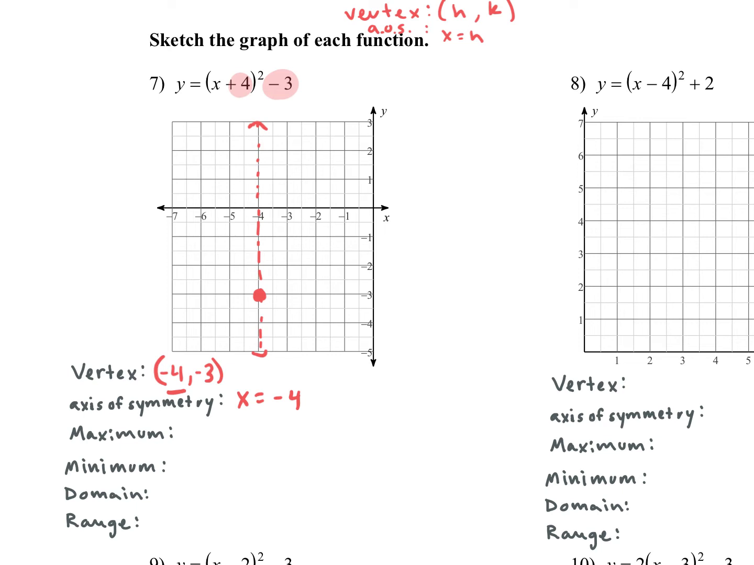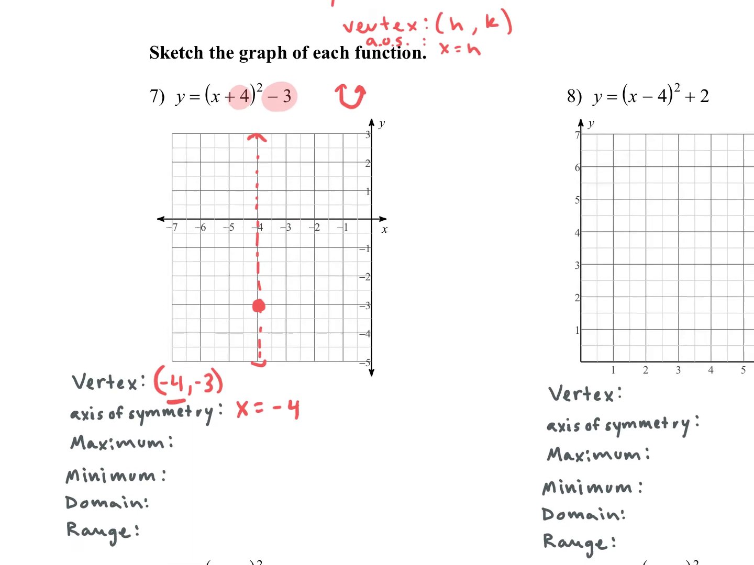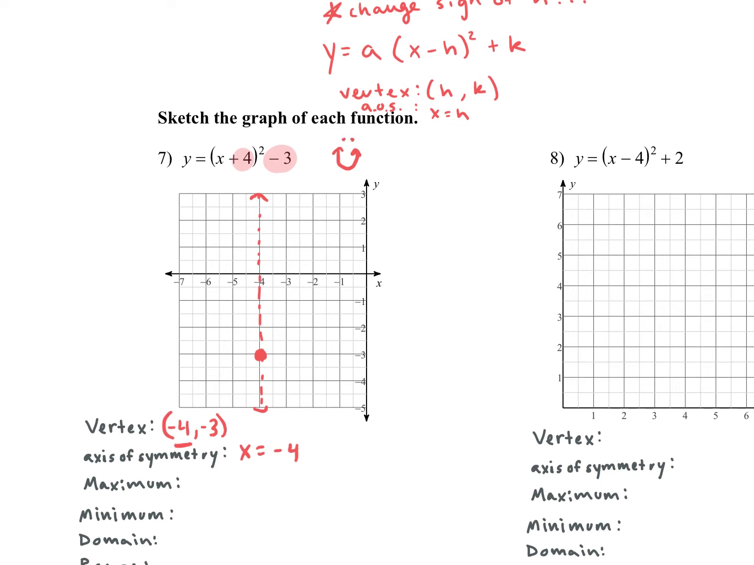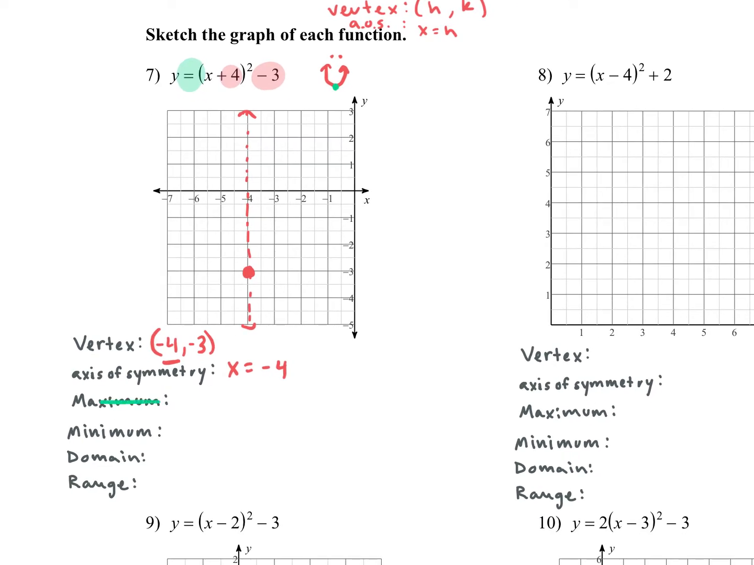Does our graph open up or open down here? It opens up, and how do we know that it opens up? Remember, open up means that it's a smiley face, so it's positive. But what being positive tells us that it opens up? The A. So whatever we multiply outside. We're not multiplying anything outside here. There's no negative, so that means it's positive. So it opens up. So if our graph opens up, is the vertex going to be at the maximum or minimum? The minimum. So I can cross out maximum. And what's my minimum value? -3. So it's always whatever your K is.